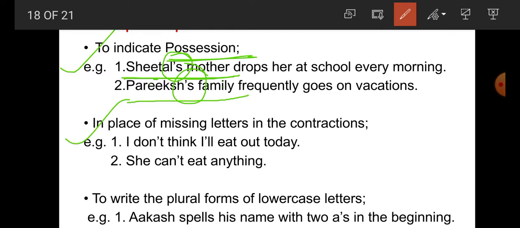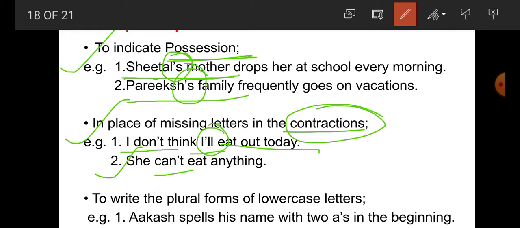Next one, student, in place of missing letters in a contraction. When we have to make a contraction. Contraction means, student, short form. For example, I don't think I will eat out today. So don't is the short form of do not, and I'll is the short form of I shall or I will. Number 2, she can't eat anything. So can't is the short form of cannot. So for contraction, we are using apostrophe here.